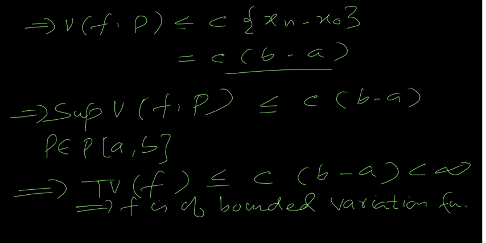Now next we will give an example of a function which is continuous but not of bounded variation. That's an example. You can also see it on L-prints.